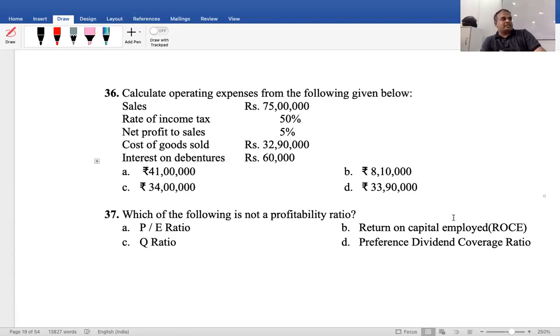Next, calculate operating expenses. We did the problem just now, right? Calculate operating expenses from the following given information. Sales 75 lakhs, rate of income tax 50%, net profit to sales 5%, cost of goods sold 32 lakh 90,000, interest on debenture 60,000. Archana has to tell the answer. Operating expense how much?